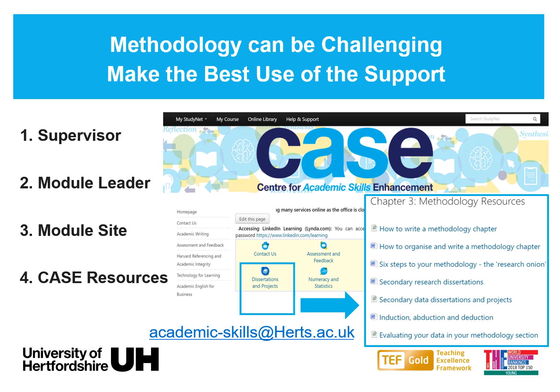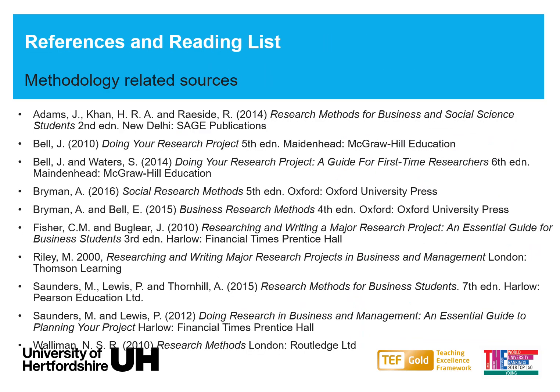And the module site always has a lot of useful resources for you to refer to, for example, statistics support and information on other relevant support. And the CASE resources, as we would mention every time: CASE, dissertations, project section, numeracy and statistics would all be relevant to you writing up this chapter. As we mentioned earlier, the CASE resources are a must and an essential source that you must utilize, and there are quite a number of guides and recordings on the methodology chapter, on qualitative research or secondary research, so you must use that.